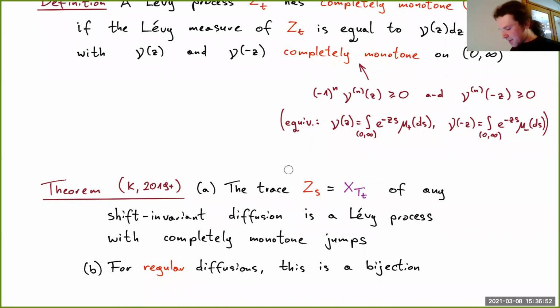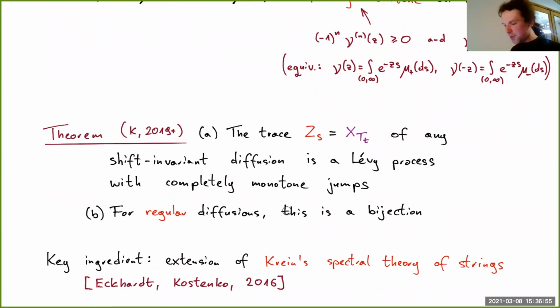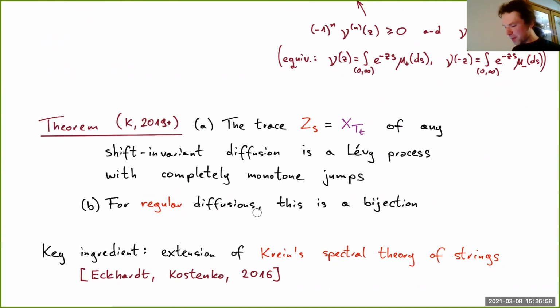Okay. So as I said, this was only possible thanks to a key we got from the paper by Eckhart and Kostenko from 2016, a paper published in Inventiones that extended the so-called Krein's spectral theory of strings, well known in some group of people studying these kinds of things. I very much like this name because it has nothing to do with string theory in quantum physics, and it can be very misleading. It's also little to do with strings in music, so to say.